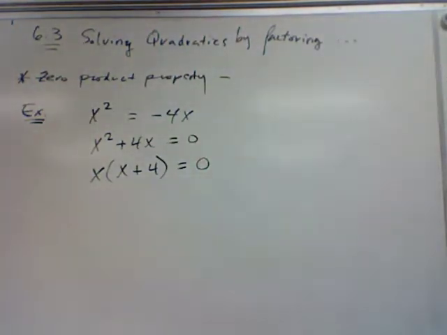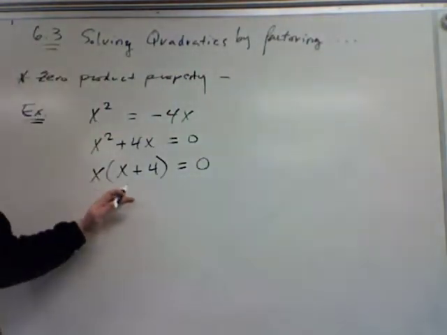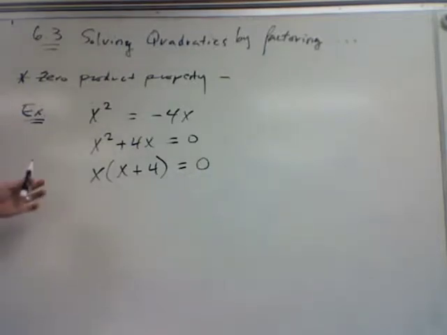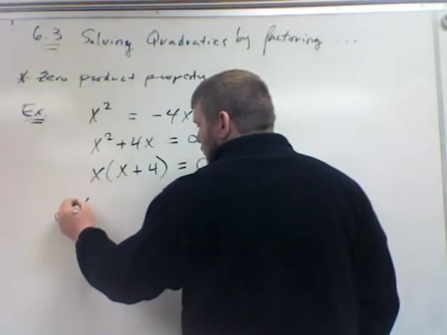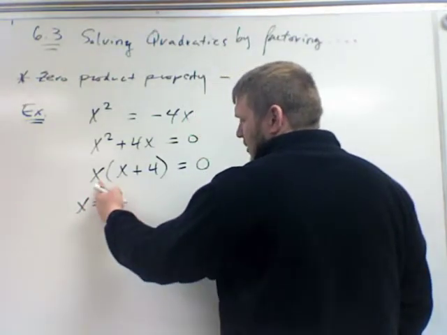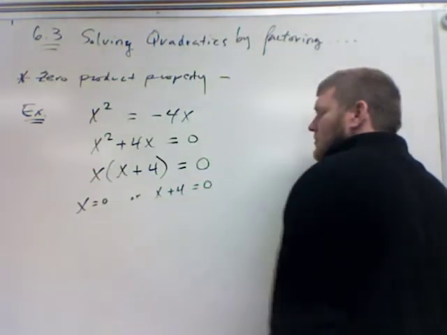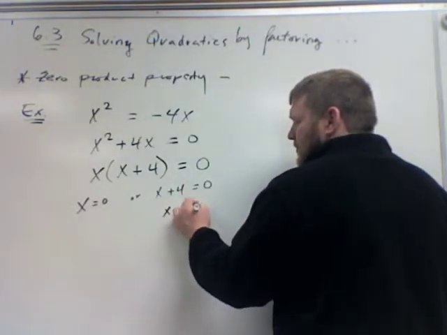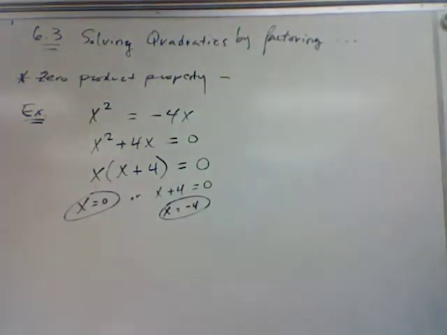And this is where the zero product property comes in. I have a product of this times this, and that product equals 0. So to make this true, I have two possible scenarios. I could have x equals 0, or x plus 4 could equal 0. So my two possible solutions are x equals 0 or x equals negative 4. And that's the idea of the zero product property.